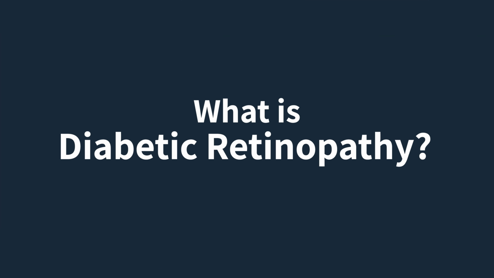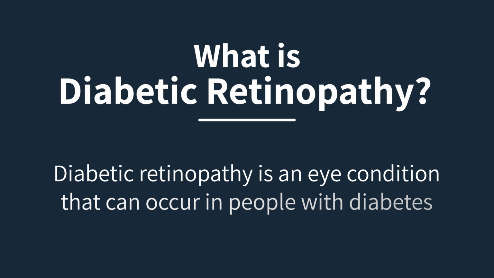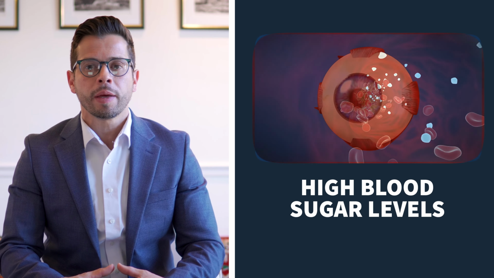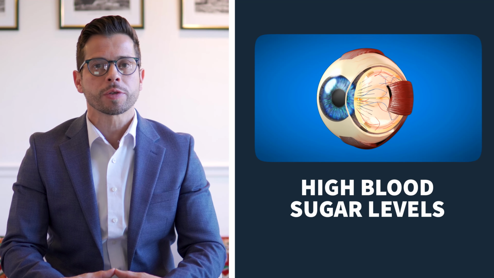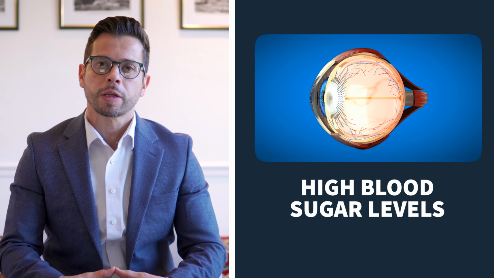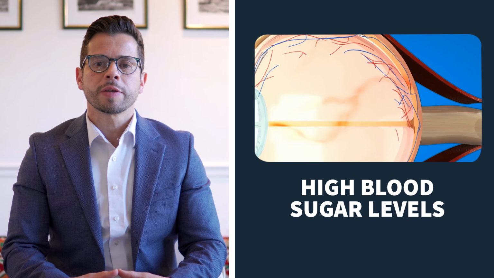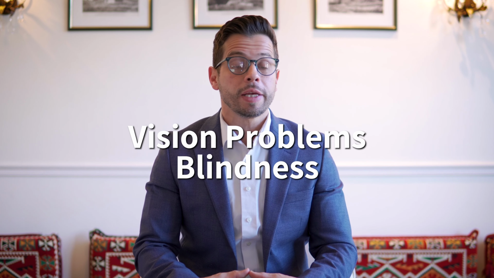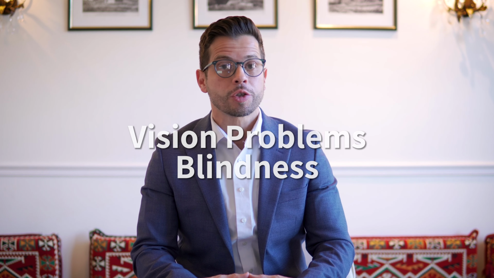What is diabetic retinopathy? Diabetic retinopathy is an eye condition that can occur in people with diabetes, either type 1 or 2 diabetes, and happens when high blood sugar levels over time damage the small blood vessels in the eye, specifically the retina. The retina is the light-sensitive tissue at the back of the eye that ultimately connects to the brain. Now, over time, this damage can lead to vision problems and even blindness if not managed properly.